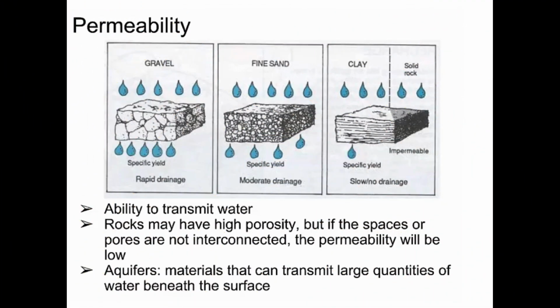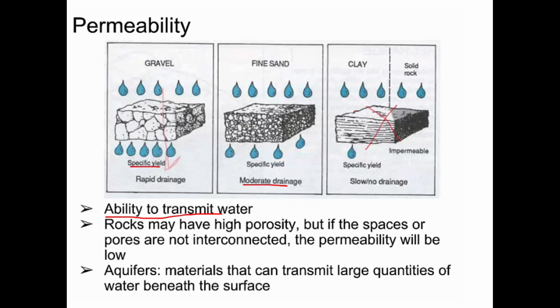Another important characteristic for groundwater flow is permeability. Permeability is defined as the ability to transmit water. The first case is gravel, and you will see that it's easily permeable. When you pour something on top of gravel, water will easily infiltrate through it, and in this case specific yield is very high, or we say it is rapid drainage. But in case of fine sand, if you pour water, it will allow the water but not as fast as gravel, so this is moderate drainage. And in case of clay, we have seen that it has porosity but transmissivity is very low, so very slowly it will pass. Whereas in case of solid rock, there is no drainage, it doesn't allow water to flow, so it's impervious. So rock may have high porosity, but if the spaces are not interconnected, the permeability will be low.